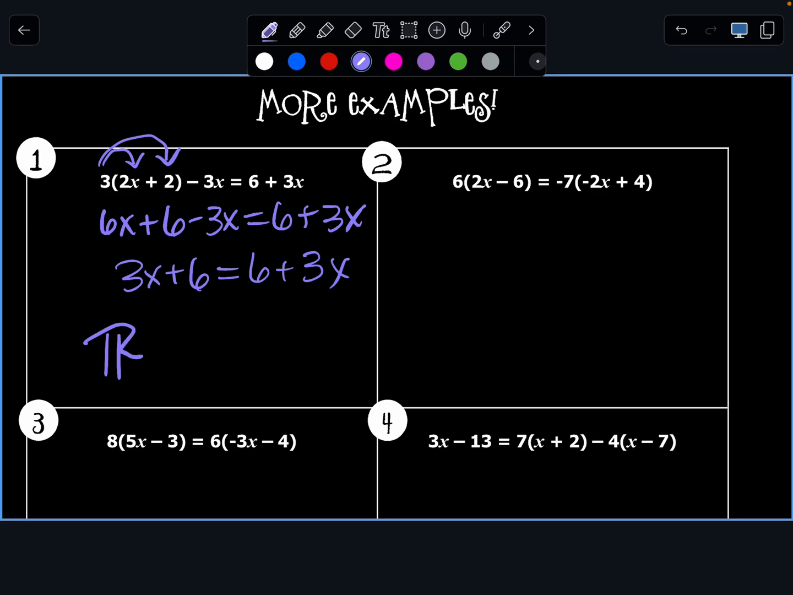Wait, how do you write that thing? You do a line, and then a big R. Okay. You would do that, or you could just write all real numbers. Either one.